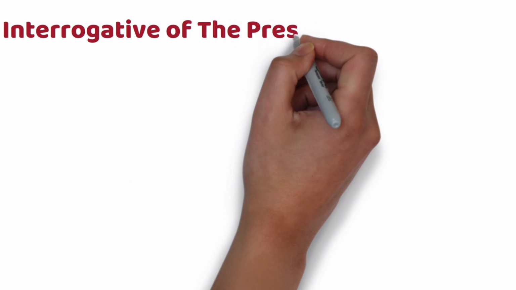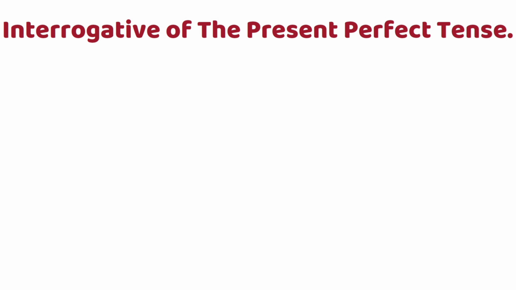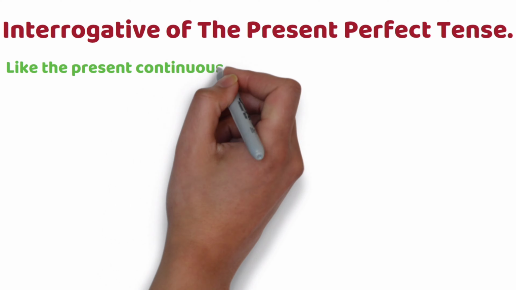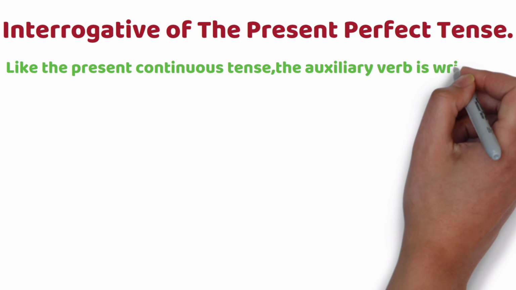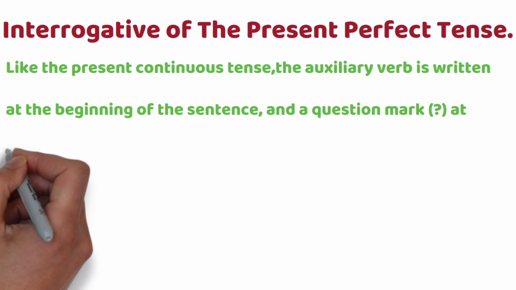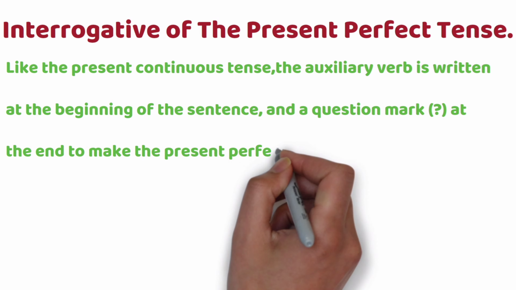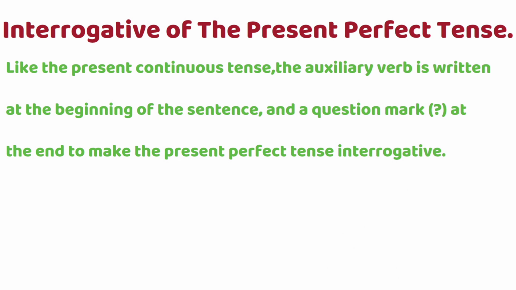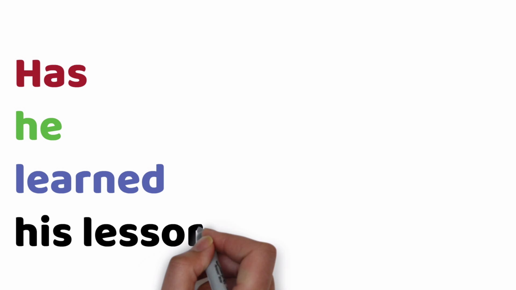Interrogative of the present perfect tense. Like the present continuous tense, the auxiliary verb is written at the beginning of the sentence, and a question mark is placed at the end to make the present perfect tense interrogative. Have you finished your work? Has he learned his lesson by heart?